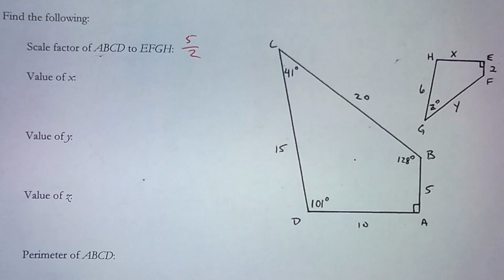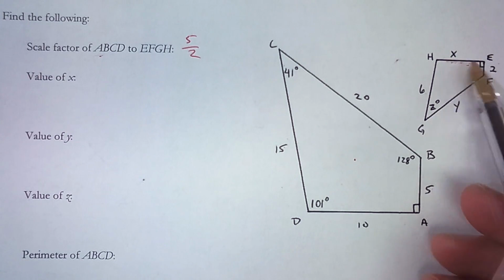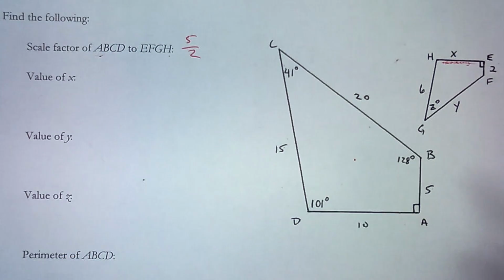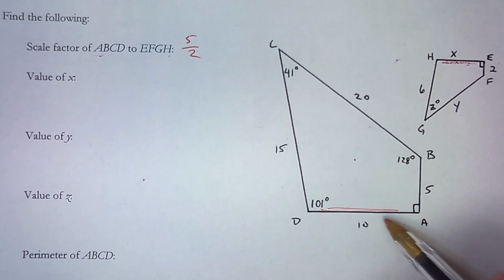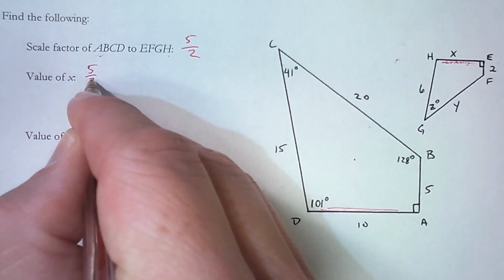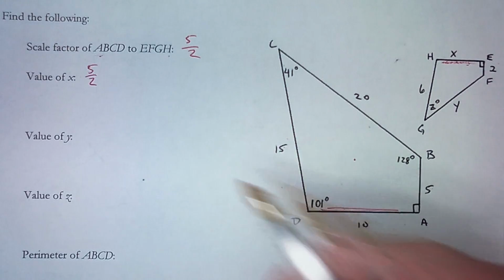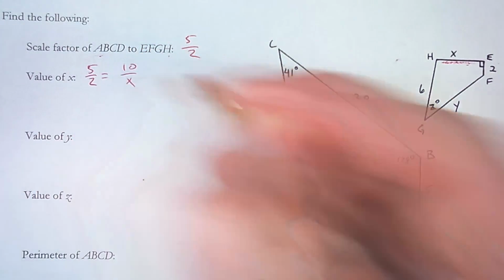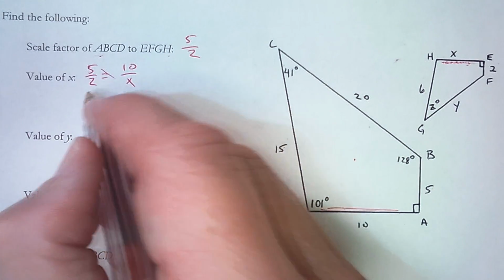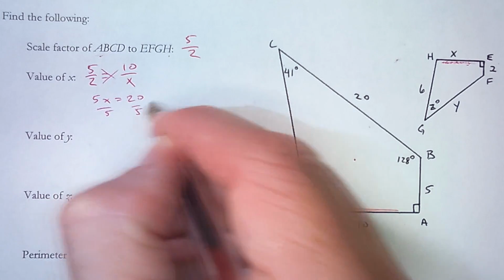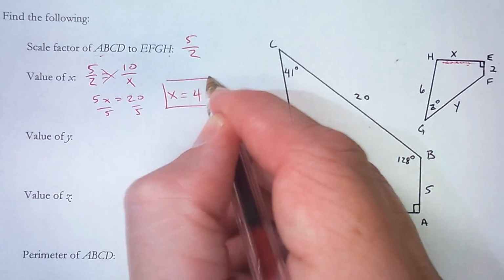Now let's find the value of x. So here is x, and x is on HE. First and last letters correspond to AD right here. So that's 10 and x. Now I have a scale factor of 5 over 2, and that's large over small, so I'll go large over small equals 10 over x. Now cross products are 5x and 20. And I divide by 5 and get x is 4.